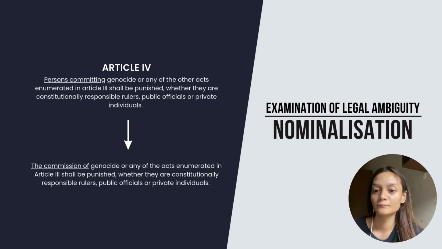So in conclusion, the Convention on Genocide prioritizes clarity through active verbs and the lack of nominalization. This approach ensures effective communication of the convention's crucial message, which is holding individuals accountable for the crime of genocide.